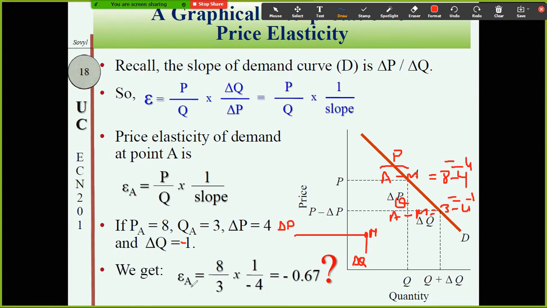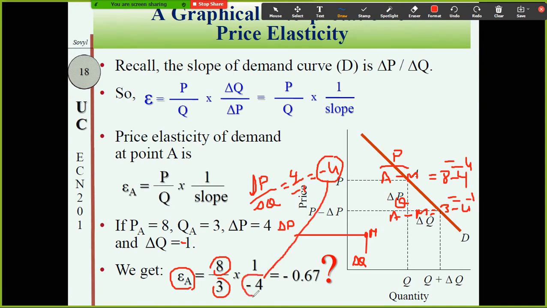So in this case, if I want to find epsilon a equal to PA divided by QA multiplied by 1 over slope. What is slope? Slope is 4. Why is it 4? Because slope equals change P over change Q. What is change P? 4. What is change Q? Minus 1. That's why minus 4. Here, this is slope. So this result.